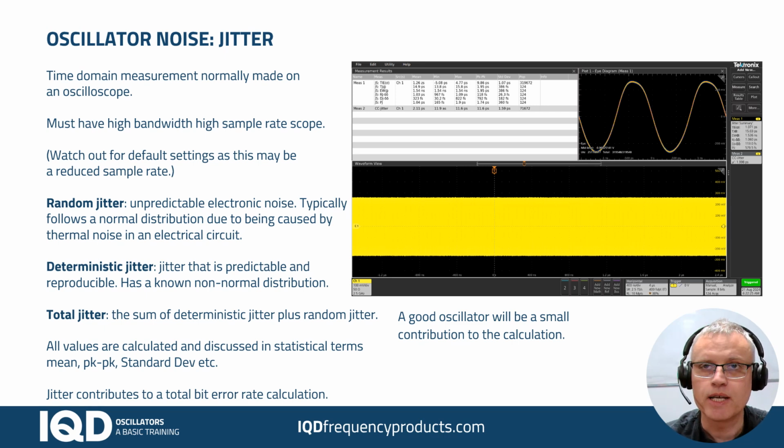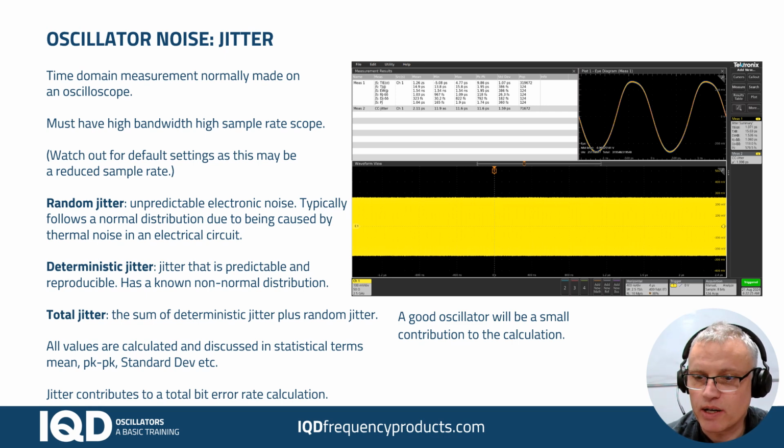Deterministic jitter is more like the spurious response we saw in the frequency domain. It's predictable, it's reproducible, it can often be attributed to something very specific, and it has a non-normal distribution. And then from that there is total jitter, which is the sum value of the two. And as I said before, all these values are then discussed in their statistical terms. So what's the peak value, or what's the standard deviation, or some such like that.